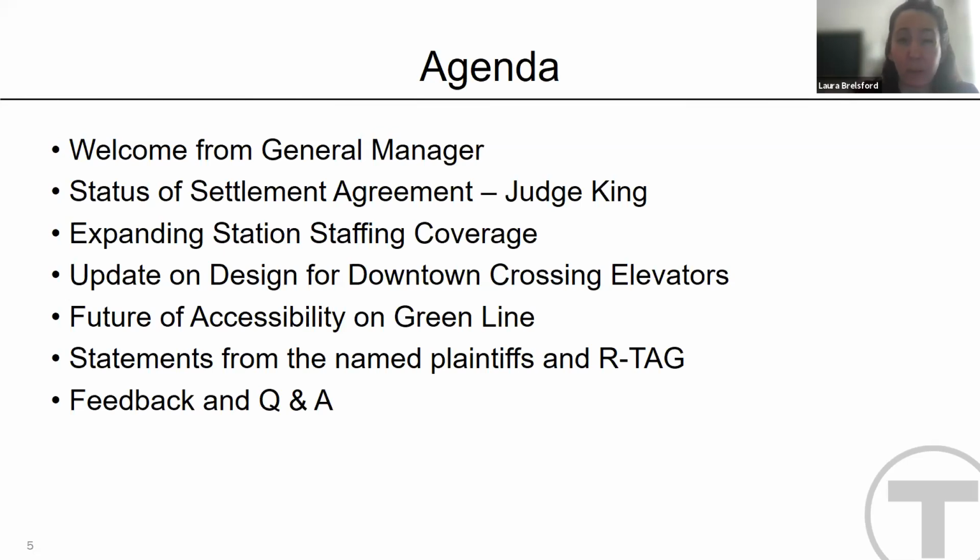We'll then move into 3 individual presentations on major accessibility initiatives underway at the T. The first being our plans to increase staffing coverage levels in our subway stations. The second is an update on our designs for elevators at Downtown Crossing. And the third is the future of accessibility on the Green Line. We are then going to hear some statements both from Joanne Daniels-Finegold, the lead named plaintiff of the settlement agreement, and Carolyn Barrett, our outgoing co-chair for our Riders Transportation Access Group.